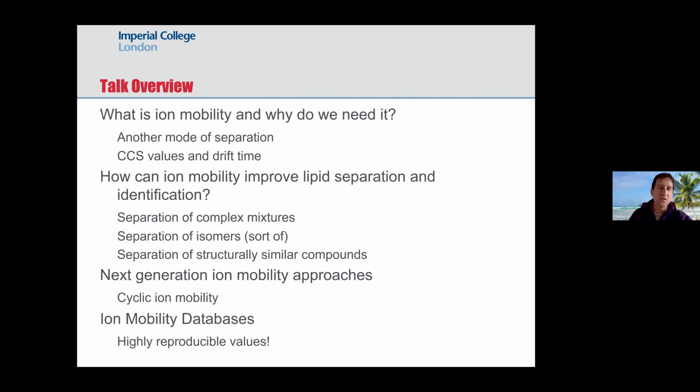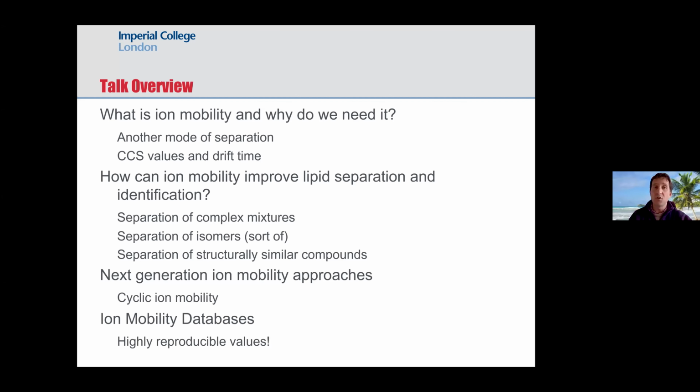I've got a few slides on what I've described as the next generation of ion mobility approaches, and it's a bit fuzzy where we go from current ion mobility to next generation ion mobility. We've already heard from one of the talks this morning about cyclic ion mobility, but this type of approach is going to give us a huge improvement in resolution of ions. I'll also talk about another approach called SLIM, which is improving ion mobility and making it more accessible. And then finally, I'll finish off with a slide on ion mobility databases.